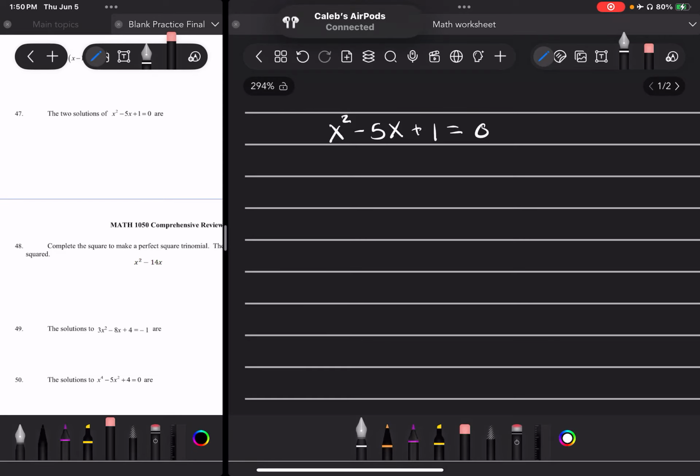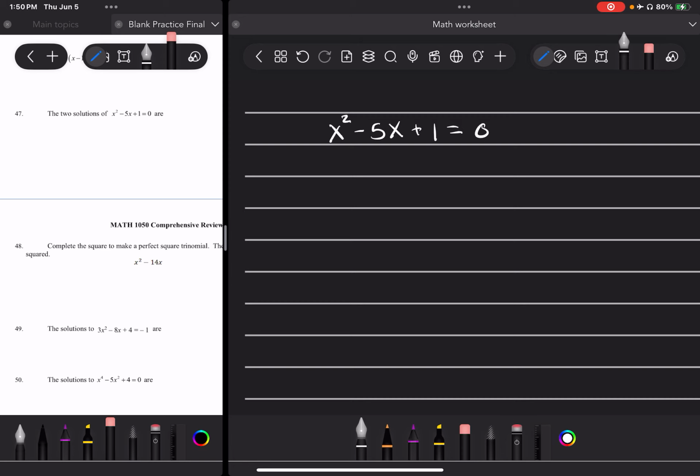This is question 47 for the practice final. In this particular question, we're going to take a first look at whether or not this is a workable question. Notice that we have our last number as a 1. The only way for our first number to be 1 and our last number to be 1 is if our middle number was 2, because you could say 1 plus 1 equals 2 and you'd be cool. There's no way of getting a negative 5.